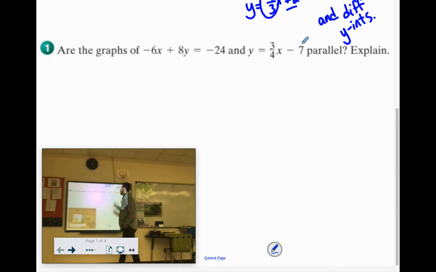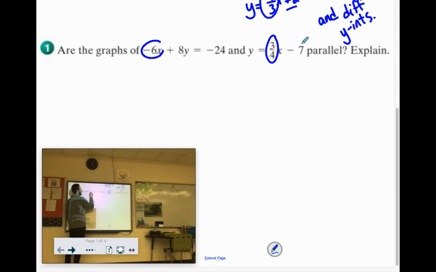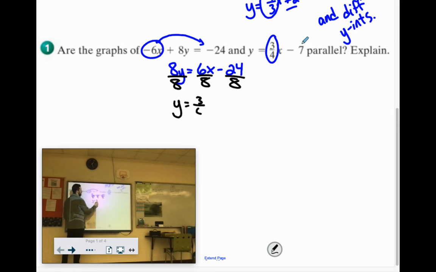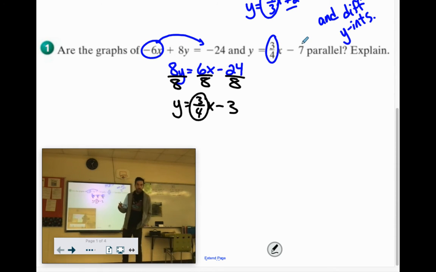So let's try this one. Are the graphs of negative 6x plus 8y equals negative 24 and y equals 3/4 x minus 7 parallel? There's our first slope, 3/4. Let's check this one. We gotta get y by itself. So we'll add the 6x to the other side. 8y equals positive 6x, I think I said y, but I meant x, minus 24. And then we'll have to divide by that 8. 6/8 reduces to 3/4 x, 24 divided by 8 is 3. So again, yes, they are parallel because they have the same slope and different y-intercepts.